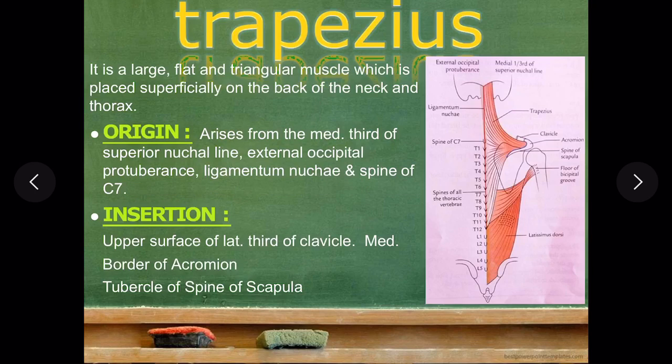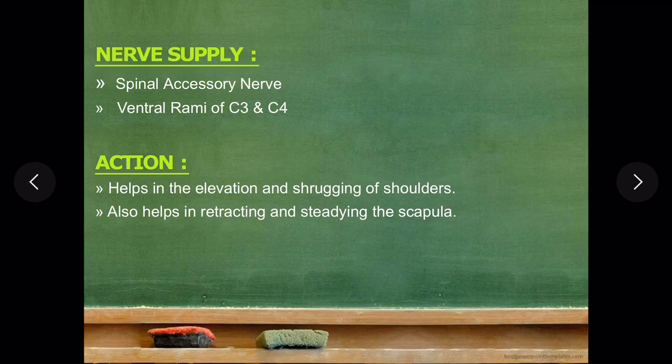Now, what is this trapezius muscle? The trapezius muscle is a large triangular muscle. It arises from the external occipital protuberance, superior nuchal lines, and then the supraspinous ligament till the level of the spine of C7, and it inserts onto the spine of the scapula, the acromion process, and anteriorly over the back side of the clavicle.